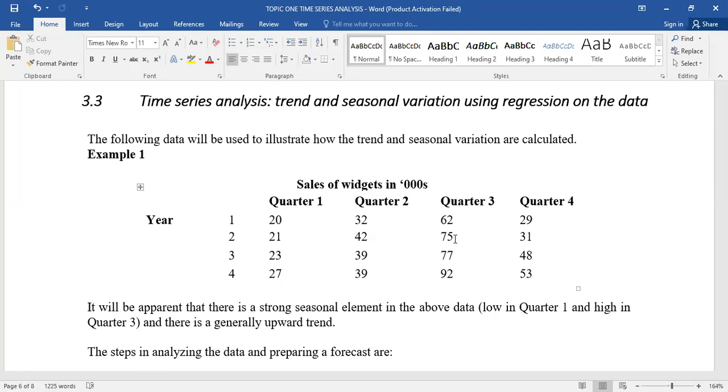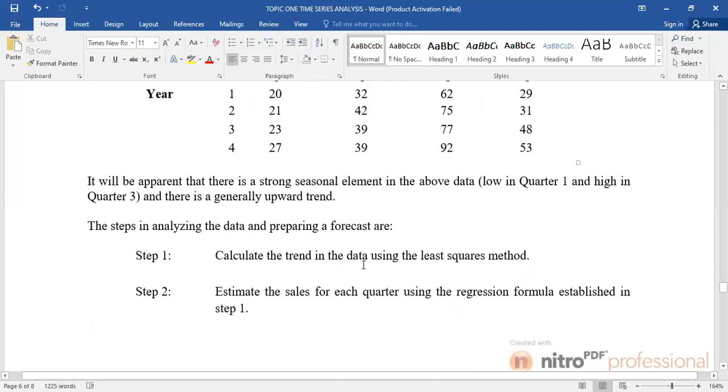But when you come to quarter two and quarter three, we can see an upward trend. Quarter two is moving up. Quarter three is moving up again. But coming to quarter four, we are again on a downward trend. Could be people are trying to save for the holiday season in December. They are not buying too much. They are waiting to go for the holidays. Anyhow, you could analyze this data your way. But the first step of analyzing is to calculate the trend in the data using the least squares method. You remember the least squares method?